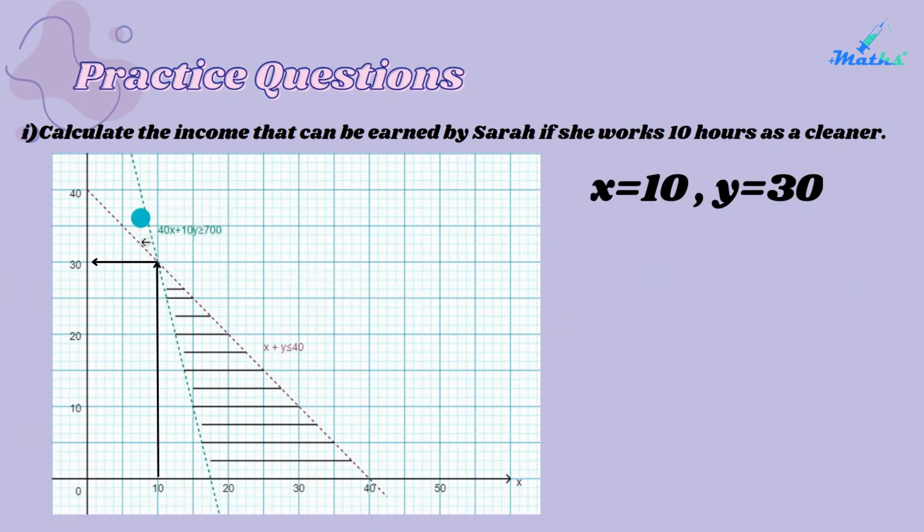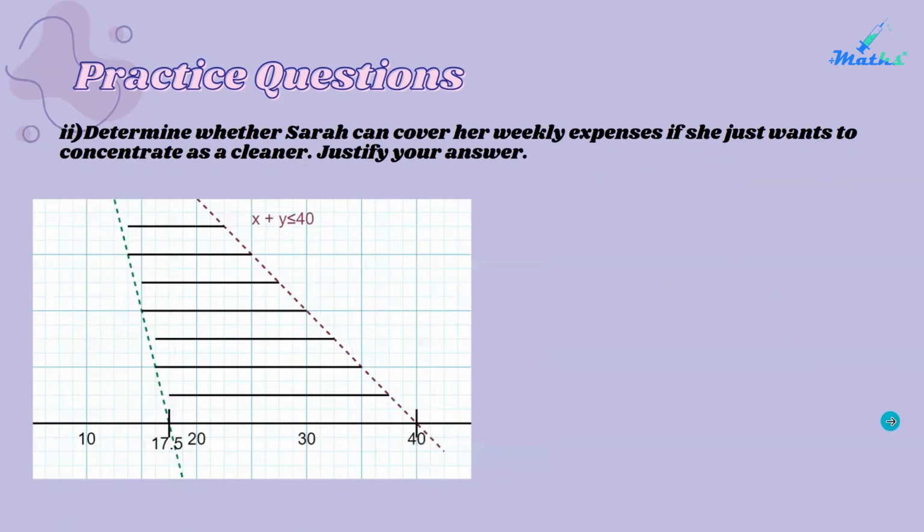So we will use this calculation, which is 40 times 10 plus 10 times 30, which is 700. So the income that Sarah can earn is 700 if she works 10 hours as a cleaner. So this is the answer for Roman 1. So this is Roman 2.